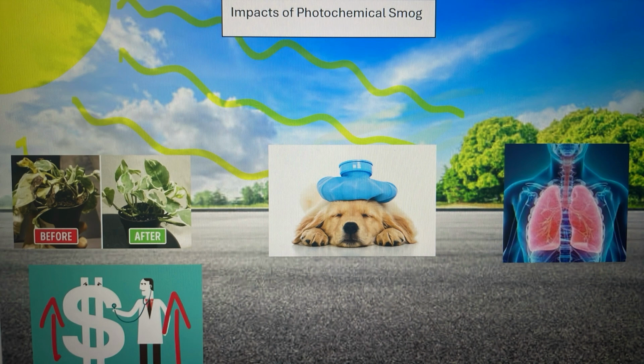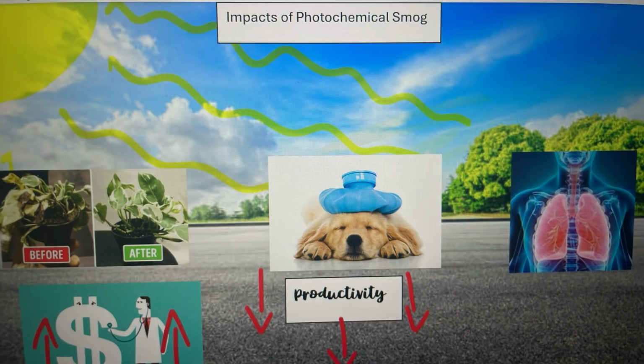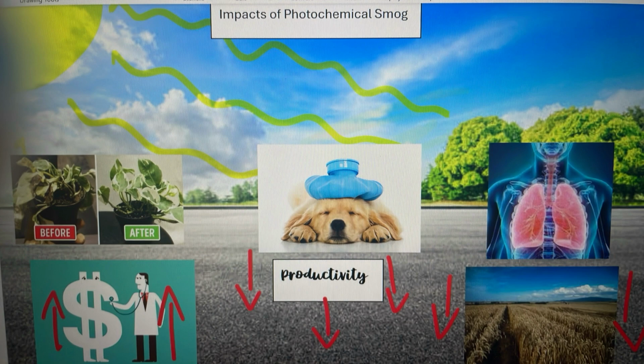Healthcare costs will increase due to the treatments of asthma and bronchitis. Also, there will be a loss of productivity due to workers missing work or dying from sickness. And finally, there will be a decrease in agricultural yields due to less sunlight reaching the crops and damaging the plant stomata.